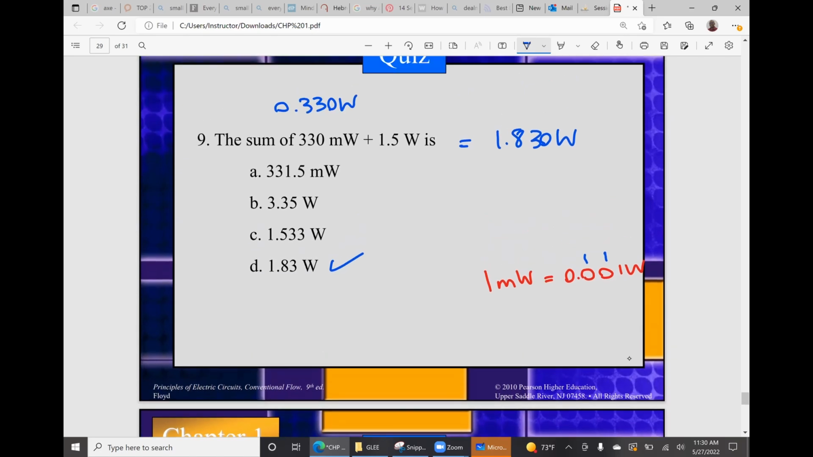So again, to add these two, we need to either put everything in milliwatts or put everything in watts. If you wanted to put this one in milliwatts, it's going to be 1,500 milliwatts. And if you add the two together, you're going to get 1830 milliwatts, which is the same as 1.830 watts, because this relationship is true: 1 milliwatt is equal to 0.001 watt.